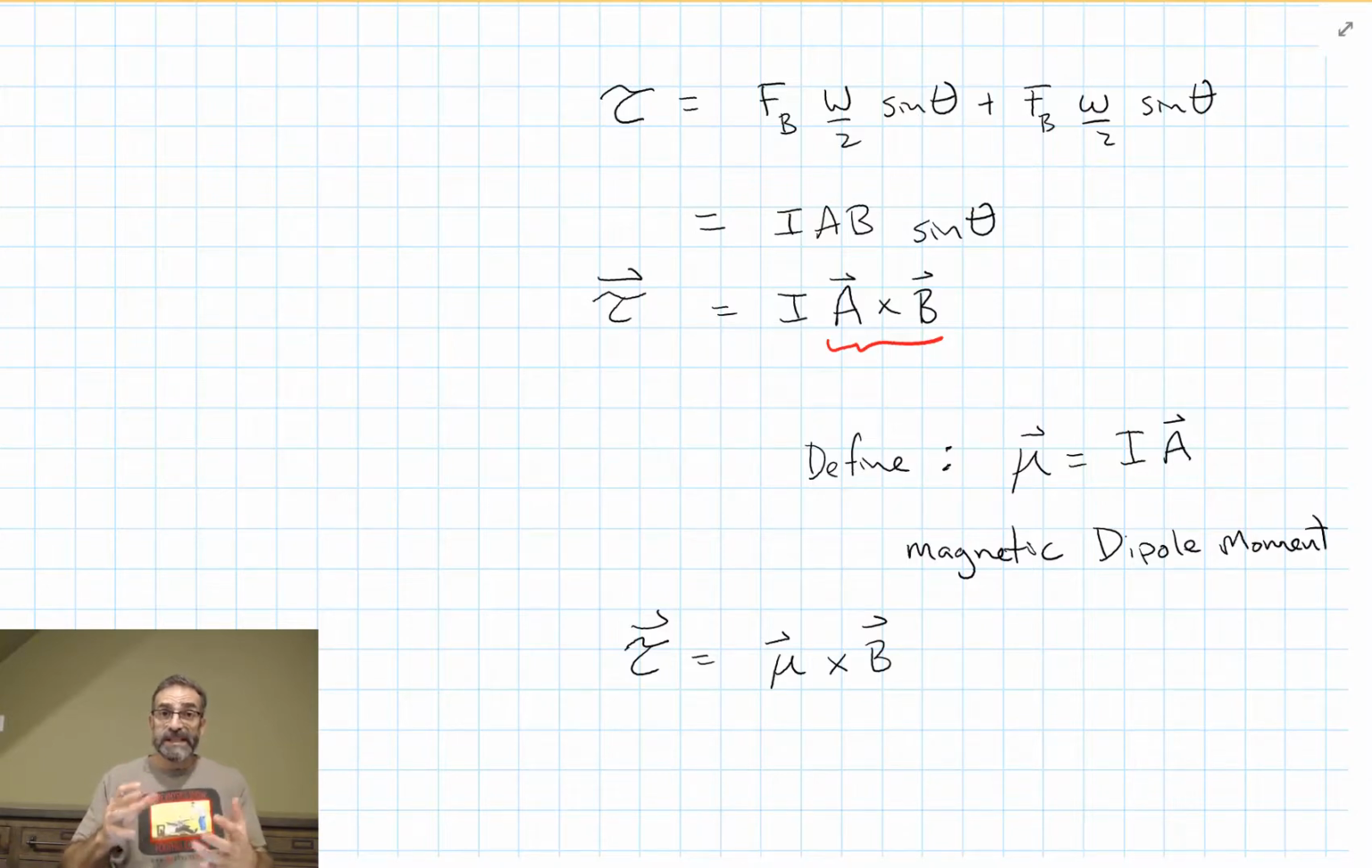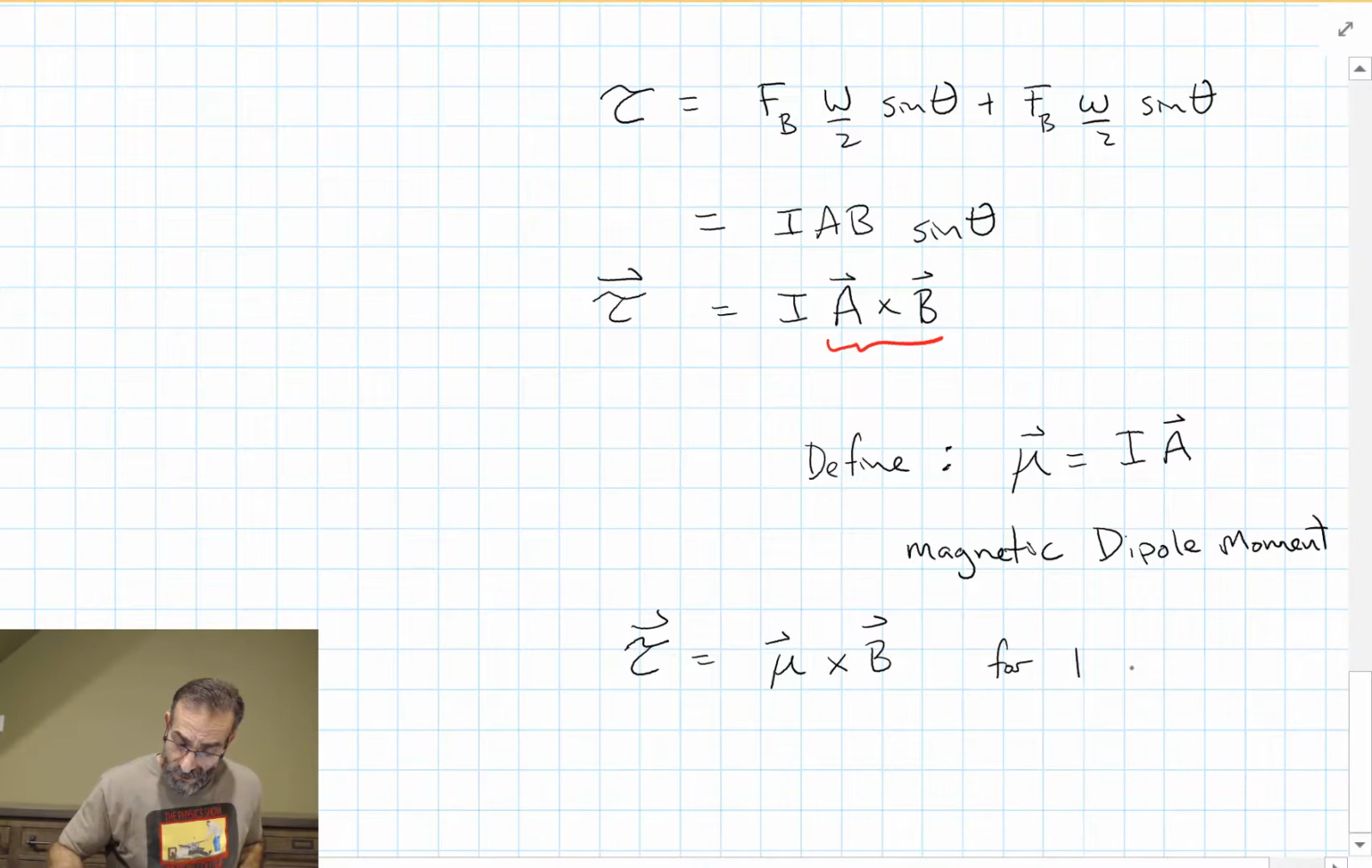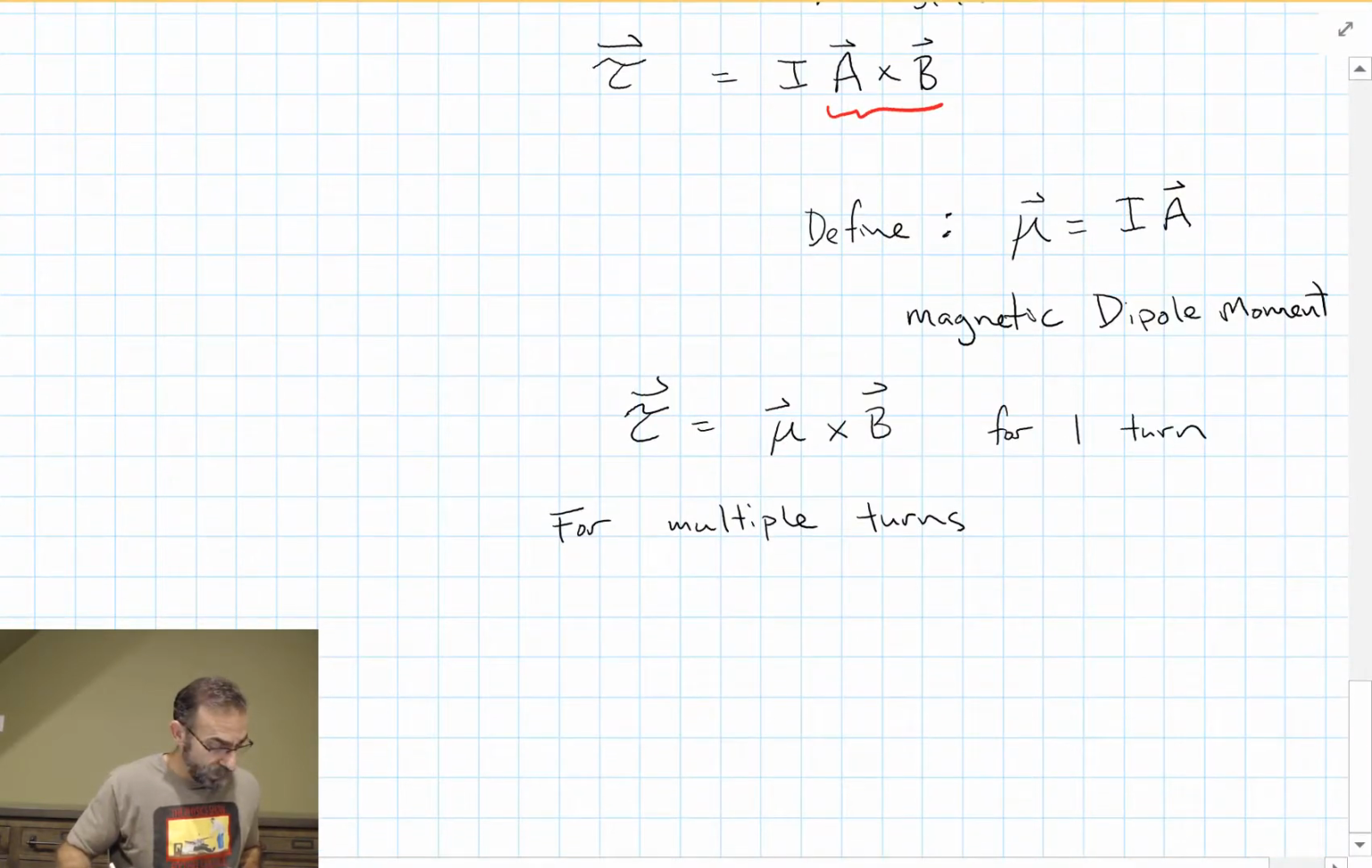Often we want to have a lot of torque. And so instead of just having one loop of wire, we'll wind it around and around and around. And so we have many loops of wire. We call those turns, many turns of wire. So for multiple turns, we just multiply by the number of turns. Capital N is the number of turns.